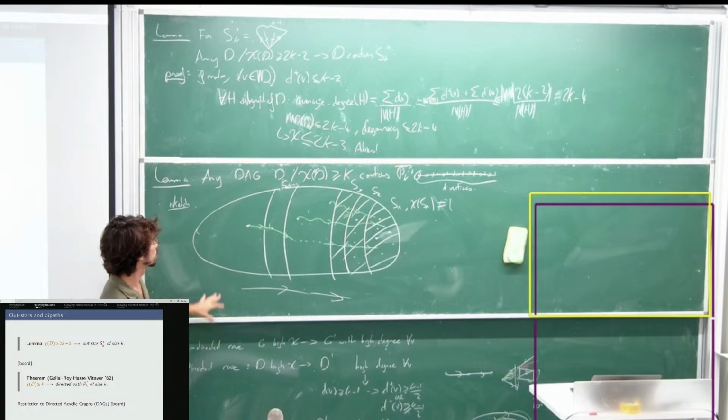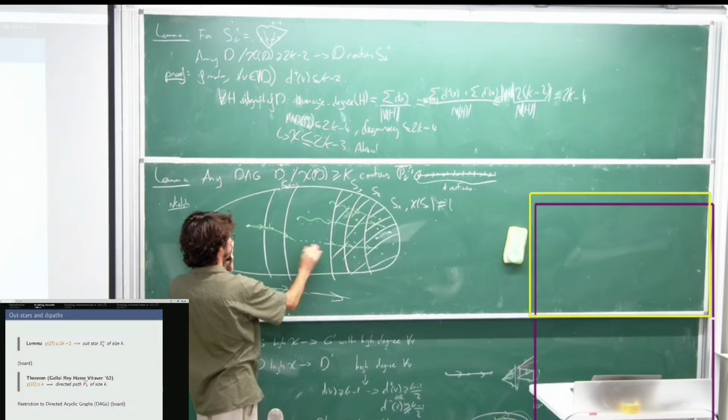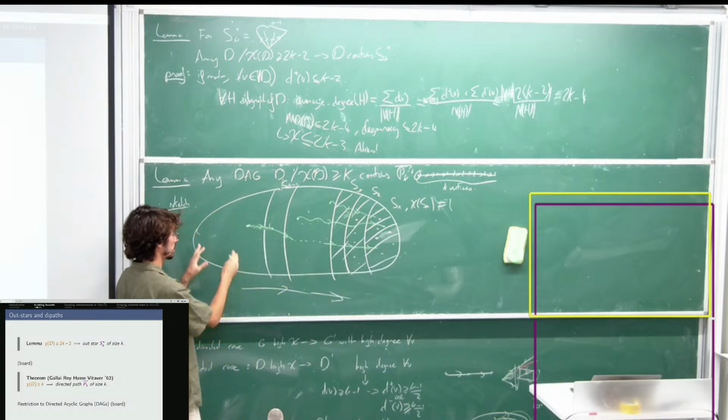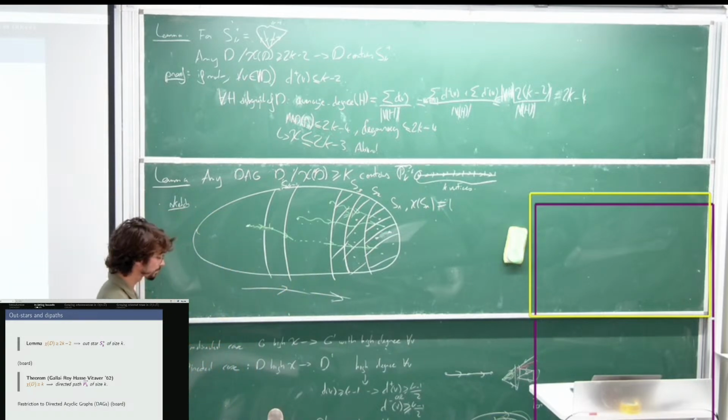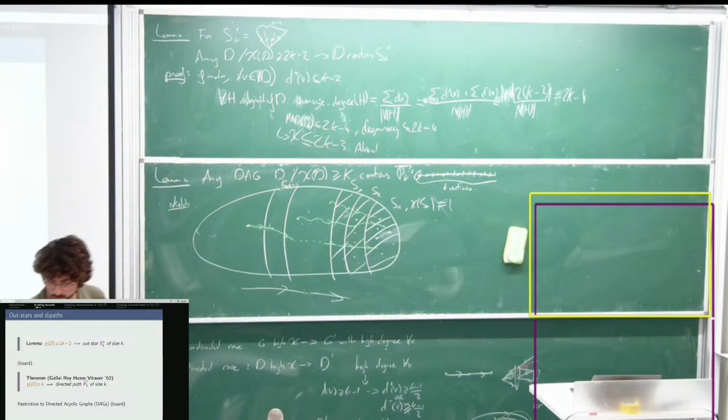If you have chromatic number k, you can paste some buffer here of chromatic number k minus 1 and ensure that everything that remains can be extended into a path of length at least k.